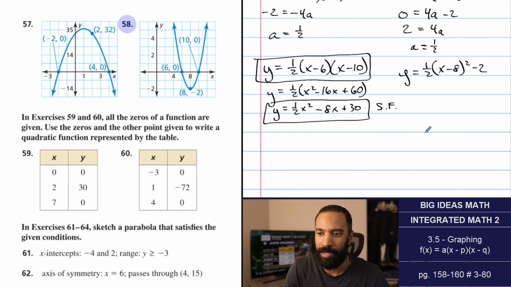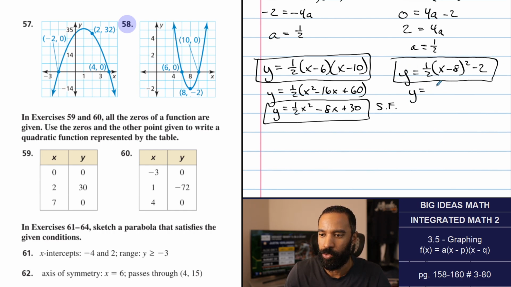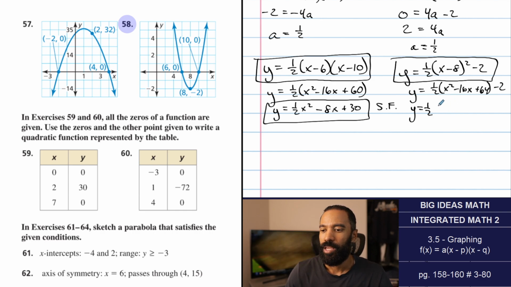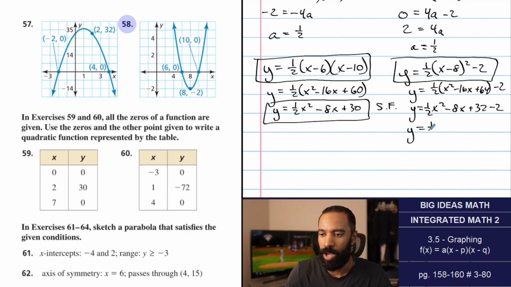Now let's expand that. But this is vertex form, once again. Let's expand that to 1/2 times x squared minus 8x plus 16 minus 2. Let's distribute 1/2. Excuse me, what did I just say? I was thinking of 4. X squared minus 16x plus 64 minus 2. That's 1/2 x squared minus 8x plus 32 minus 2, which is 1/2 x squared minus 8x plus 30.